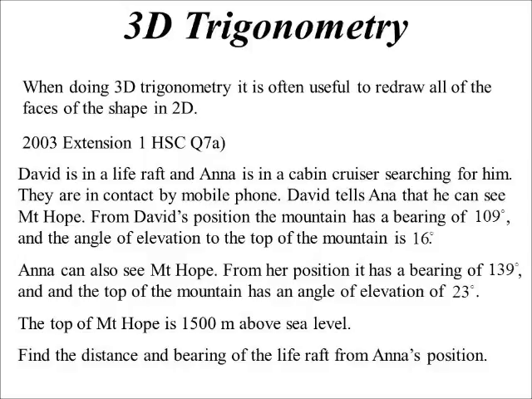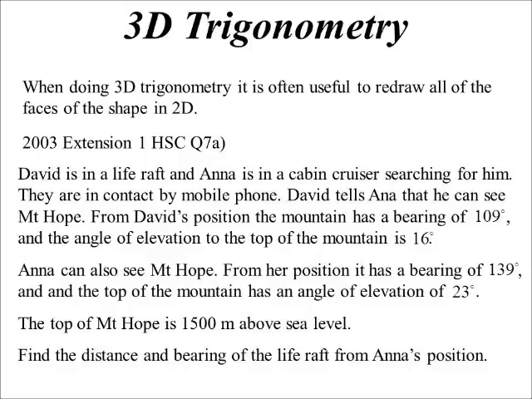David's in a life raft and Anna's in a cabin cruiser searching for him. They're in contact by mobile phone. David tells Anna, who's changed the way she spells her name for some reason, that he can see Mount Hope. From David's position, the mountain has a bearing of 109 degrees and an angle of elevation. It's like he had all the instruments there. So on the mobile phone he can say, I'm a bit lost, but I do know the angle of elevation is 16 degrees and my bearing is 109.